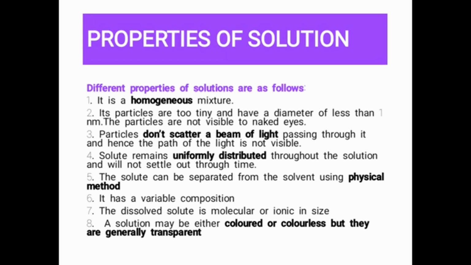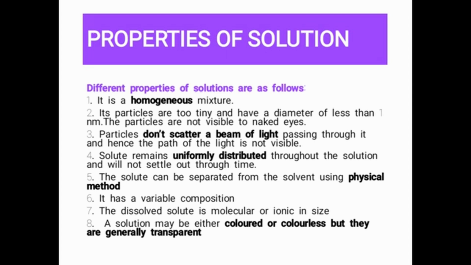And then the solute can be separated. Usually, they can be separated from the solvent using physical methods. For instance, you can separate the solute from the solvent in a salt solution by evaporating the solution, such that the solvent evaporates or goes away, leaving the solute behind. So, using most of the separation techniques, you can separate the solutions. Then, a solution has variable composition, and the dissolved solute is molecular or ionic in size.